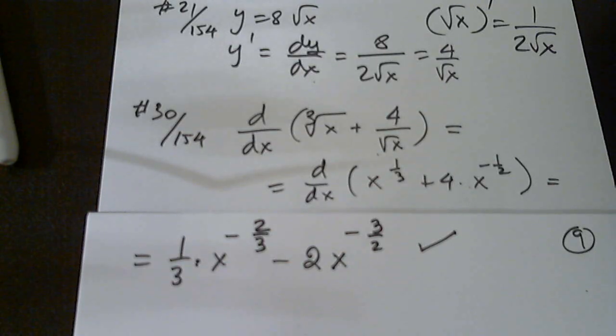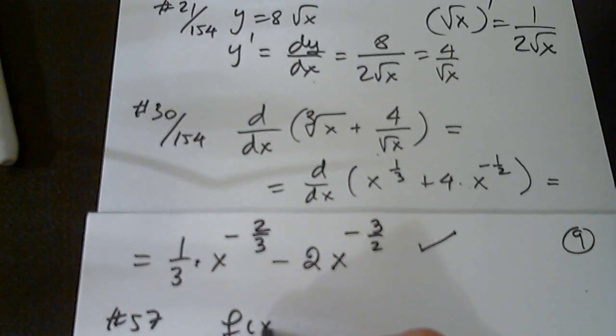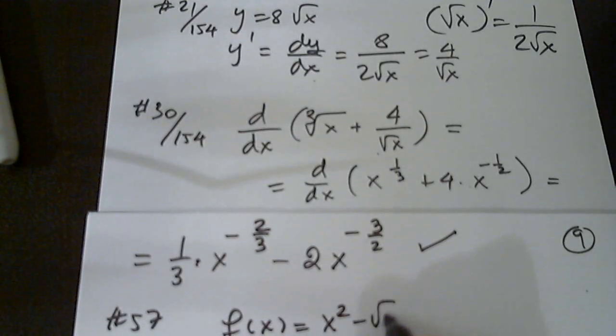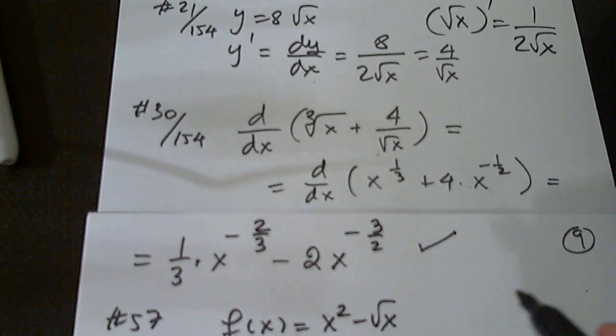Can you do number 57? Yes, with pleasure. Where is 57? I see it. Okay, in 57, we have f of x equals x squared minus the square root of x. Which of the points you prefer? It doesn't matter. They're all the same. B, 4 comma 14. Perfect.